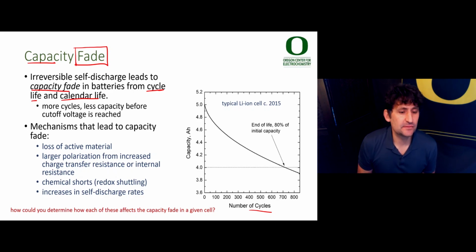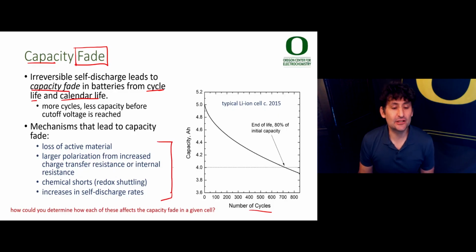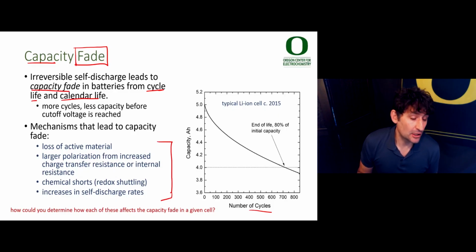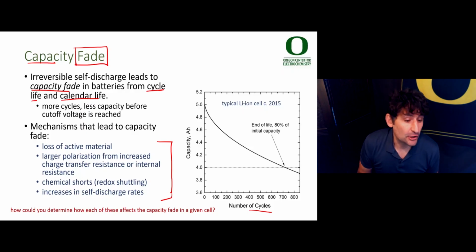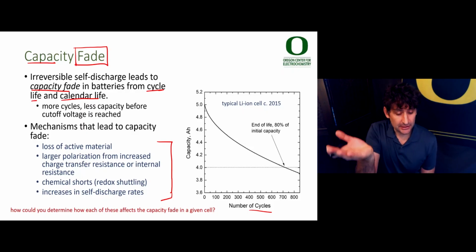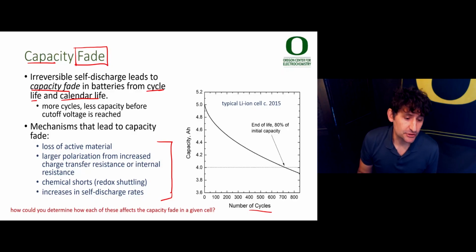There are many mechanisms that lead to capacity fade, and this is still an active area of study, both in R&D laboratories at companies and academia. It can be due to the loss of active material. It can be due to larger polarization from increased charge transfer resistance or internal resistance due to changes in the surface of the particles that hold the charge. It can be due to chemical shorts, redox shuttling, building up of that redox shuttle concentration with time, leading to increases in self-discharge.